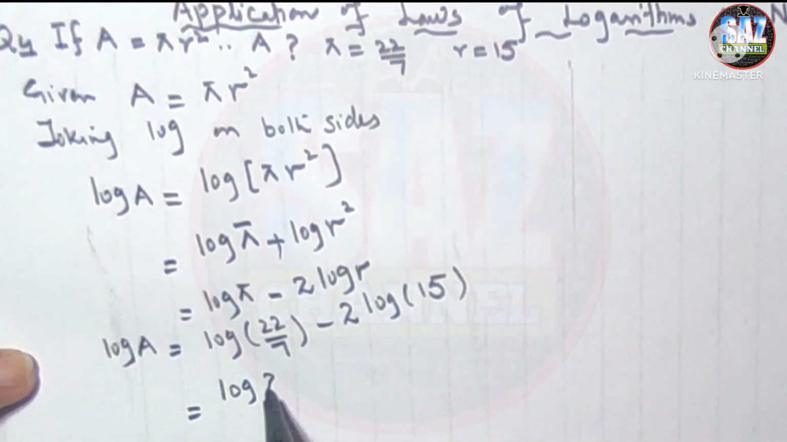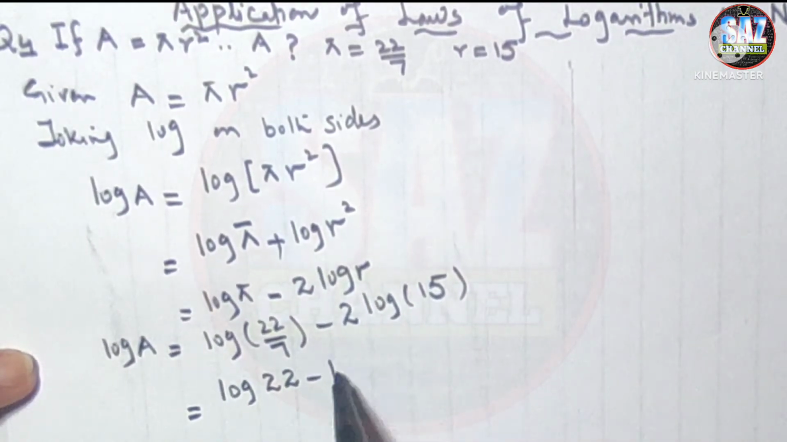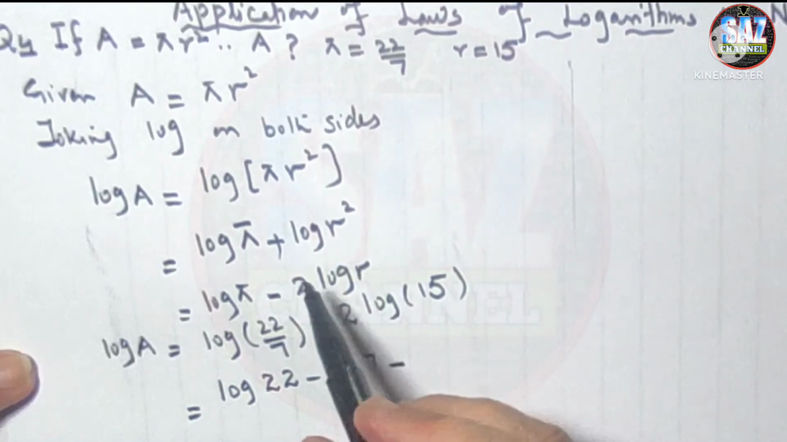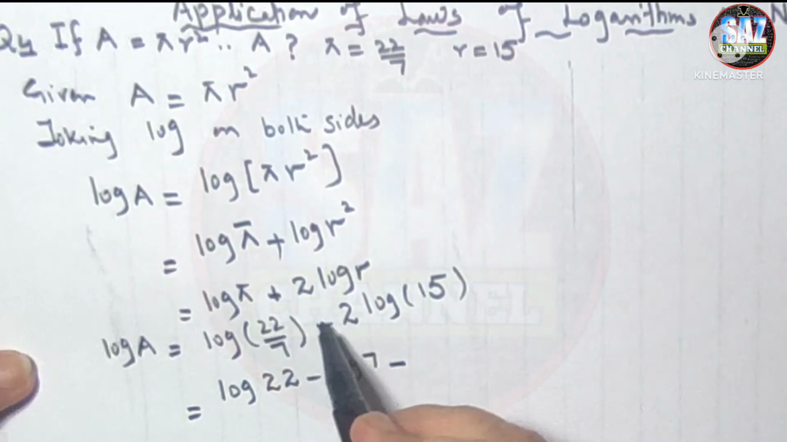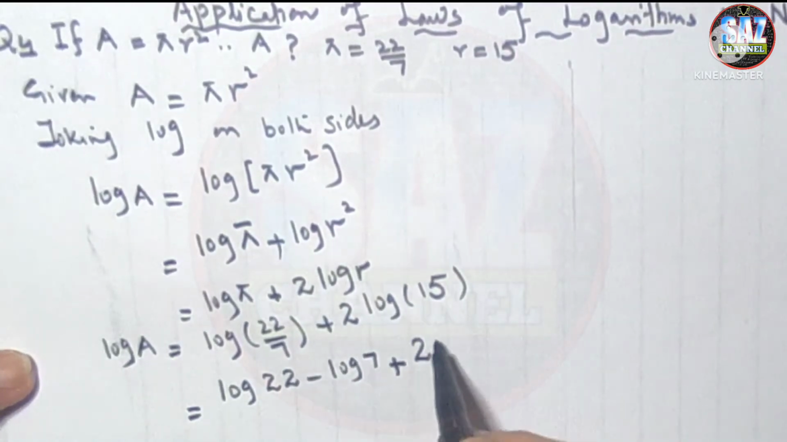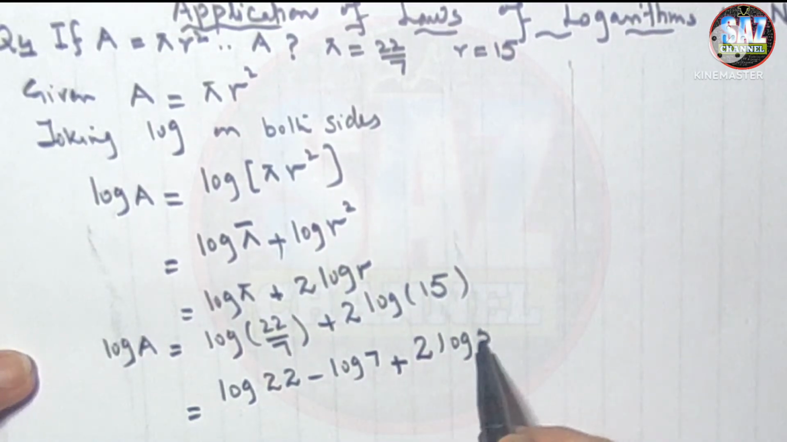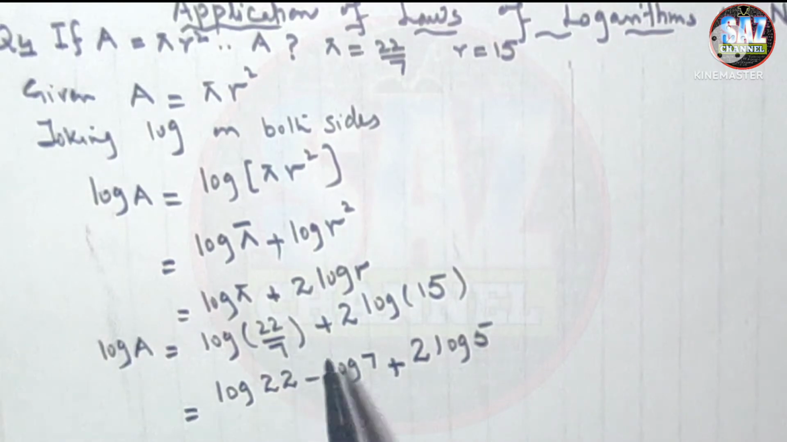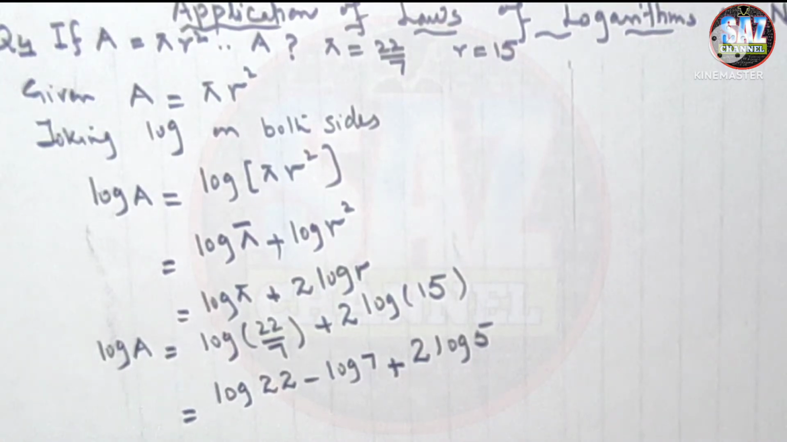So it will become log 22 minus log 7 and minus 2 log 5. Why is this becoming minus? This is plus, and this is plus. Yes, this is plus 2 log 5. Always check and recheck your working. Here we have to apply the quotient law of log, so it will be with a minus sign, and the rest will be positive. And now it's time to take the log of different numbers.